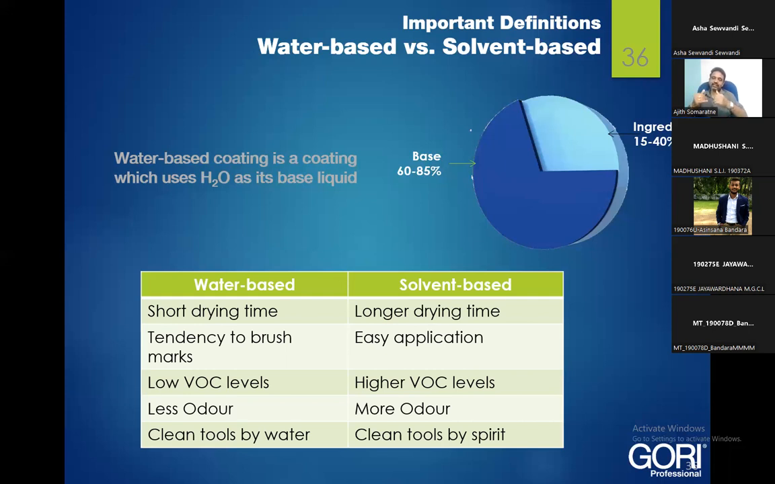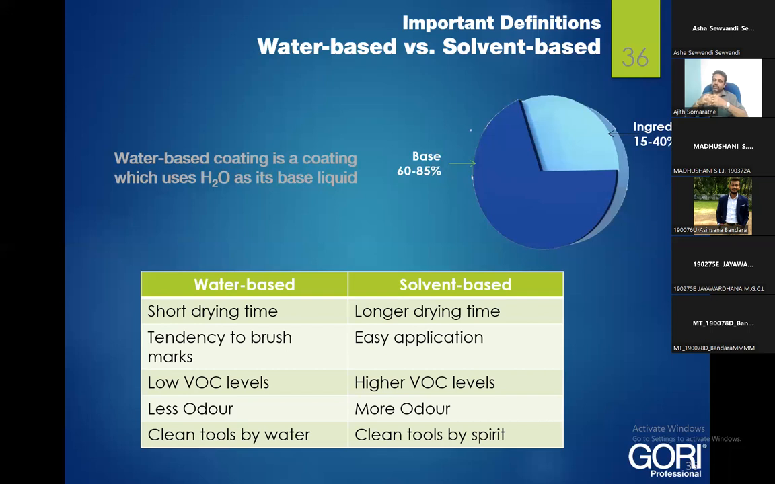But later, after the World War and all, Europe had problems with getting petroleum oils and the byproducts. So they were looking for some alternatives for these solvents. So later they found, especially in the 70s and 80s, that they can use water, H2O, as the base.